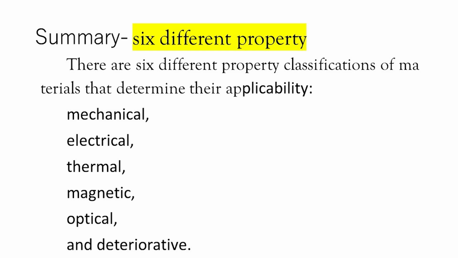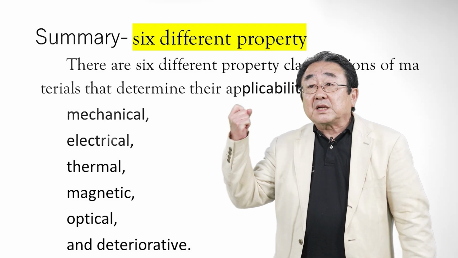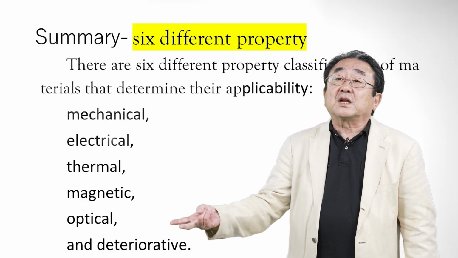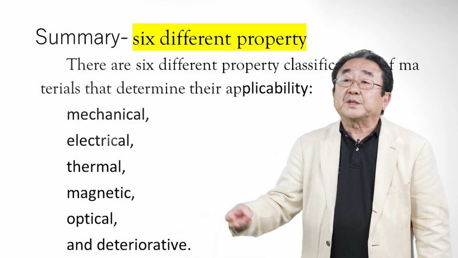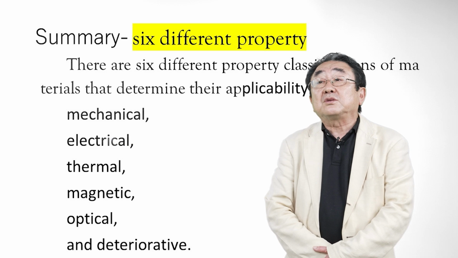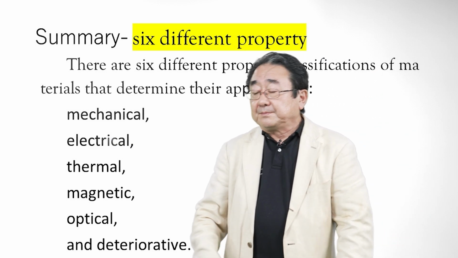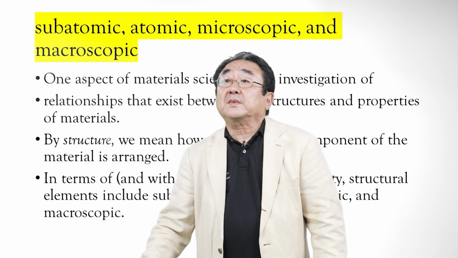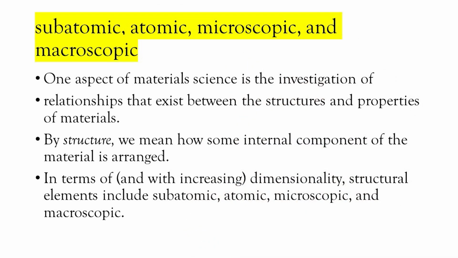So as I mentioned before, there are 6 different property classifications. Materials determine their applicability. Mechanical properties, electrical properties, thermal properties, magnetic properties, optical properties, and degradation properties. Subatomic, atomic, microscopic, and macroscopic.